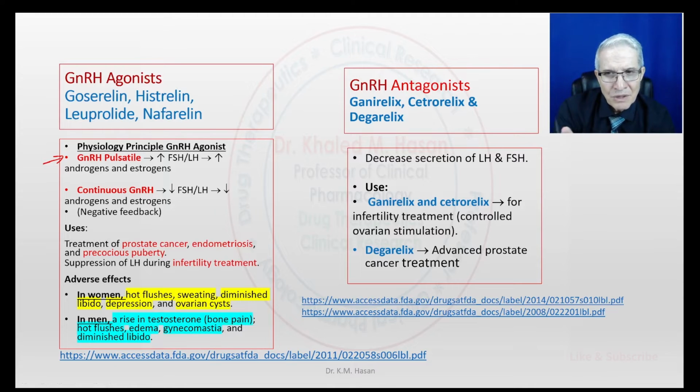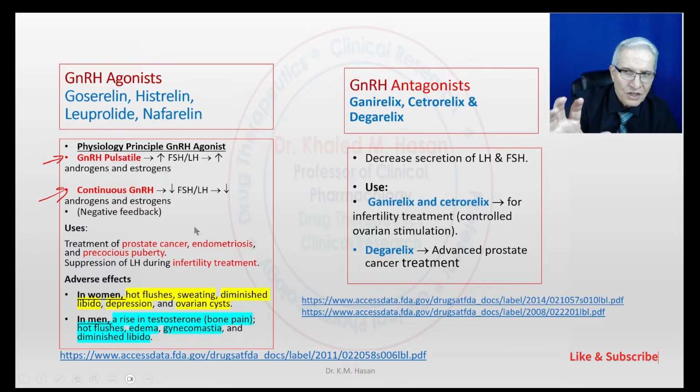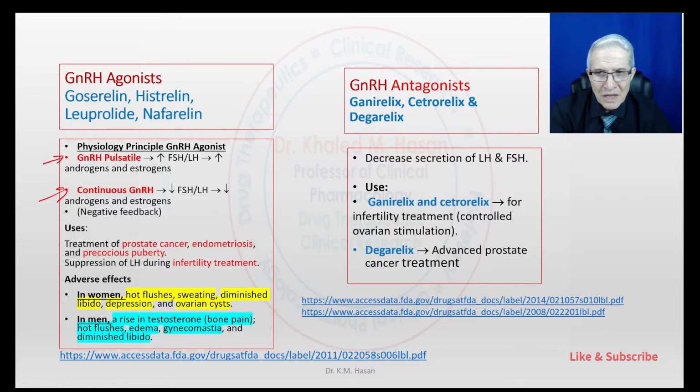So if you prescribe this group of medication continuously to your patient, the situation will be an inhibitory effect. We call this one negative feedback. If you prescribe this group of medication, goserelin, histrelin, leuprolide, in pulse style manner, this will stimulate the pituitary and increase FSH and LH. If you prescribe it as a continuous prescription, the result will be an inhibitory effect. So you can see here decreased levels of FSH, decreased levels of androgen and estrogen.